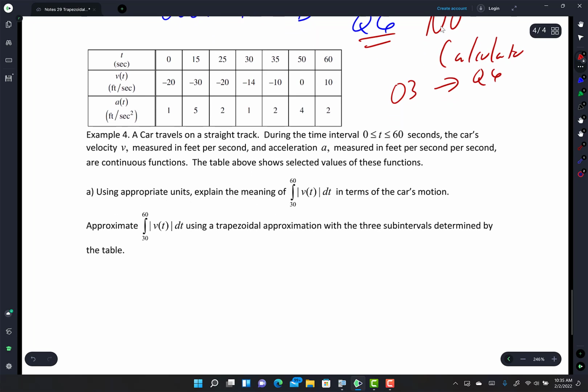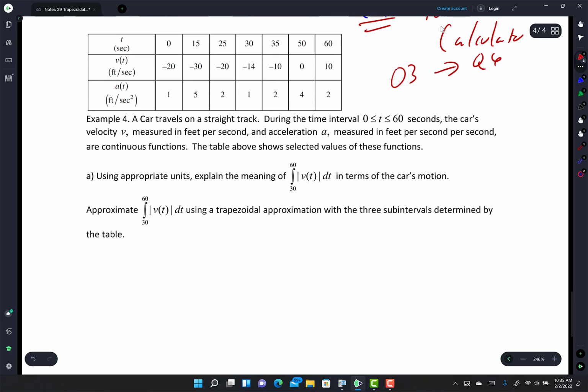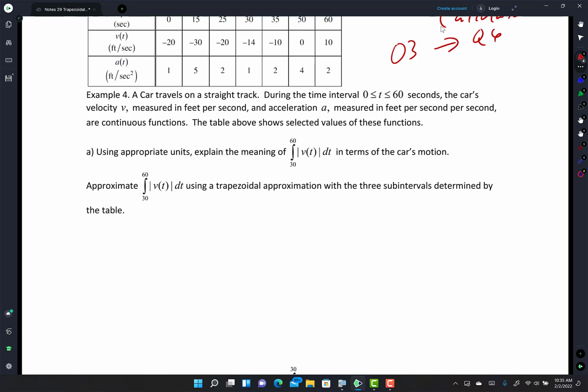Example 4. A car travels on a straight track. So we don't have to worry about turning. I'm just going on a straight track. During the interval 0 to 60 seconds, the car's velocity v, measured in feet per second, and acceleration a, measured in feet per second squared, are continuous functions. The table above shows selected values of these functions. Letter A, using appropriate units, explain the meaning of the integral from 30 to 60 of the absolute value of v of t dt in terms of the car's motion.